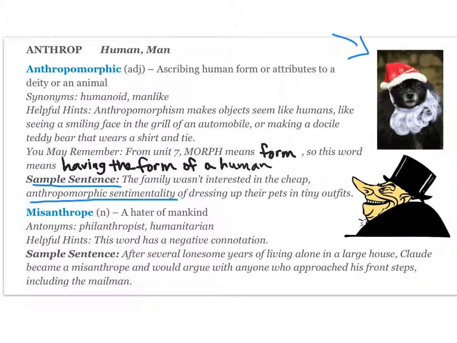All right, so on to the next word is misanthrope, which is a hater of mankind. And your sample sentence tells you that Claude became a misanthrope after he lived alone for a long time. So a misanthrope really is just someone who hates everyone. You would think of someone who is mean to everyone and grumpy and just doesn't like human company.